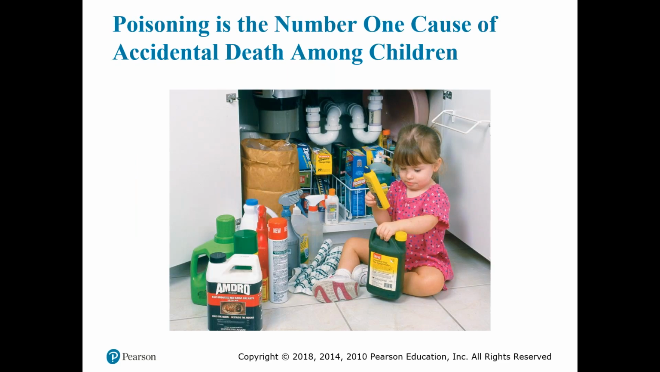Poisonings, number one cause of accidental death among children. The second leading cause of death is going to be drowning. And then the third leading cause of death oftentimes is falls or motor vehicle accidents. So if you do have children, make sure that you are locking underneath your kitchen sink. They're like little Inspector Gadgets. They seem to get themselves into everything.